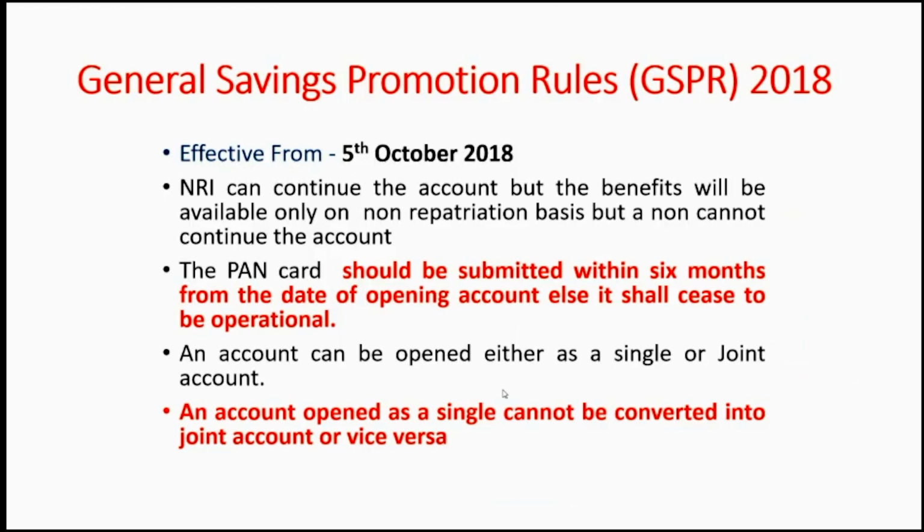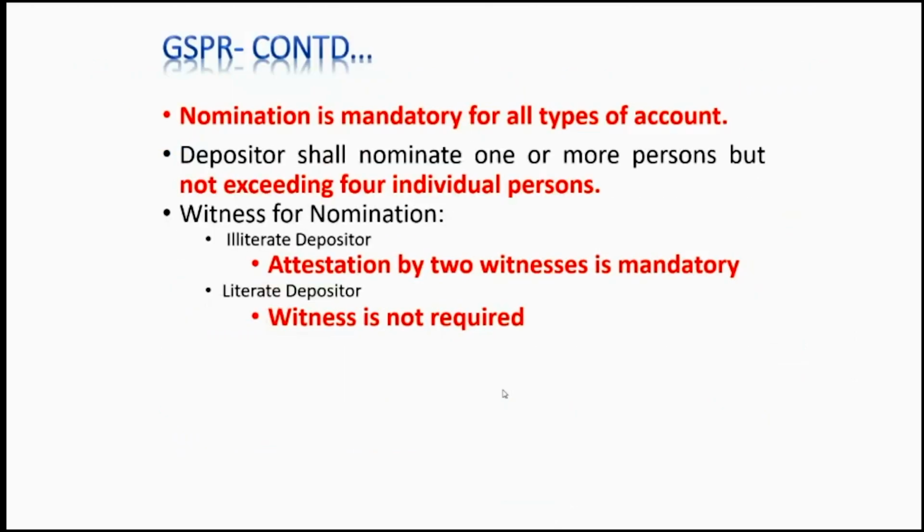And then an account can be operated either as a single or joint account. No other special accounts. One more important thing: once an account is opened as a single or a joint account, it cannot be converted into the other. A single account cannot be converted into joint, and a joint account cannot be converted into a single account. And then under this GSPR, nomination is made compulsory and mandatory for all types of accounts.